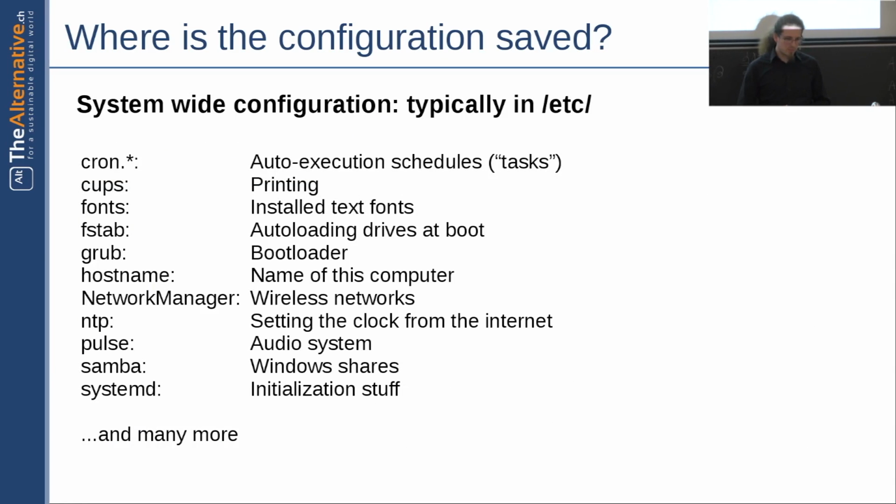There are a couple of notable configuration directories in etc. The cron directory holds repetitive jobs that are scheduled. Fonts holds the fonts that your computer uses. Hostname is used to configure the name of your system. If you want to give it a new fancy name, you can do that there. And systemd holds stuff that controls the whole service infrastructure of your system.